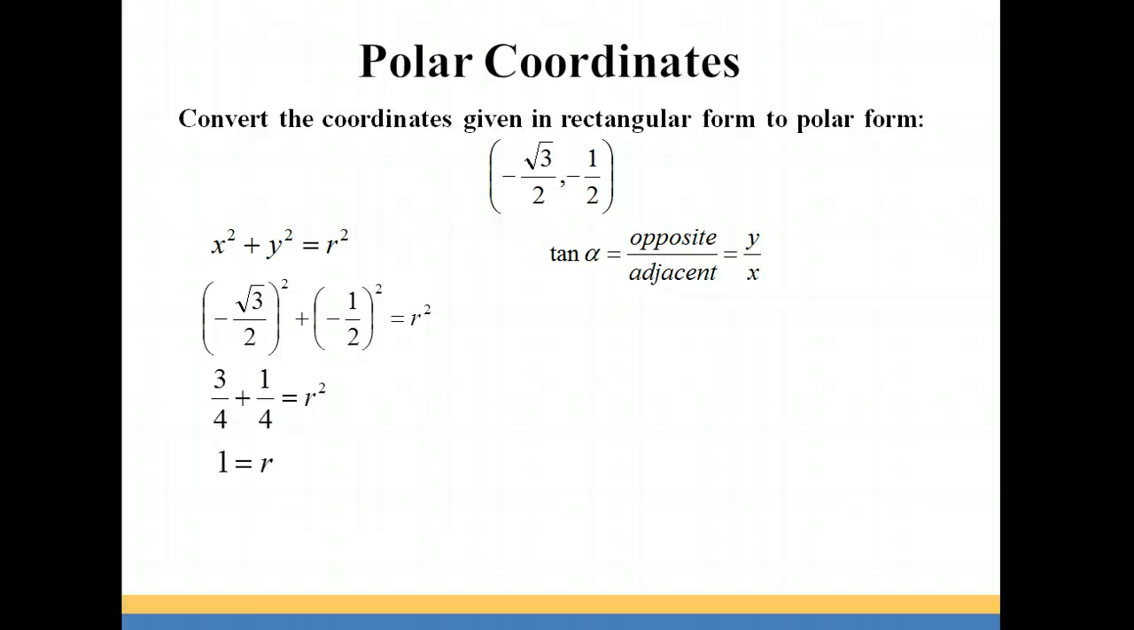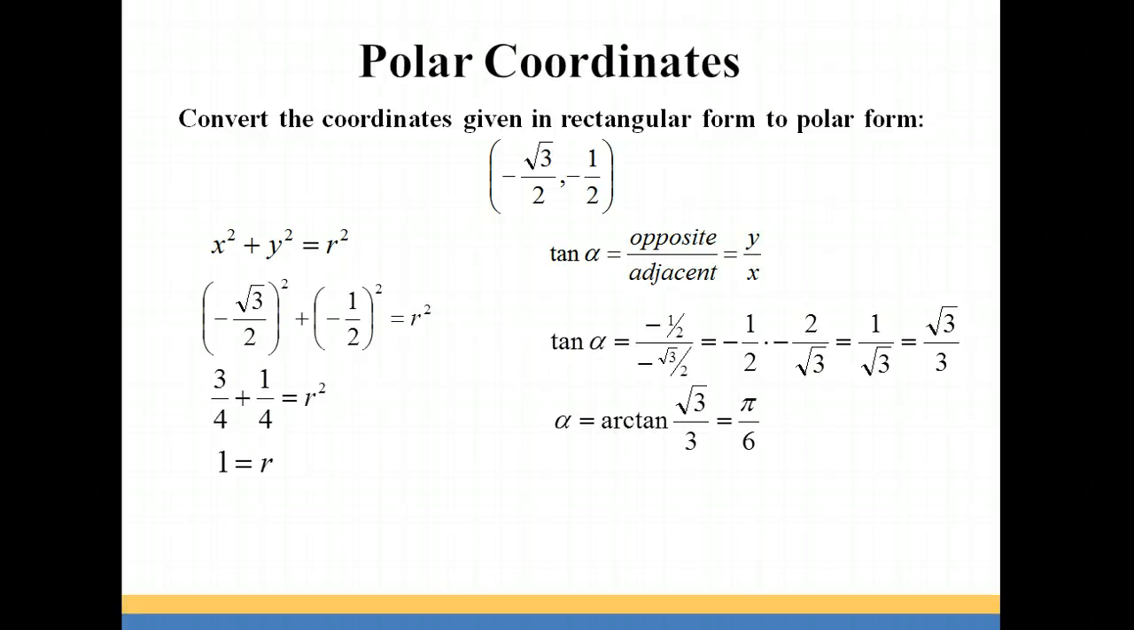Okay, so now we want to find out what angle measure that is. So you can do the inverse tan of y over x. So our y value is negative 1/2 and our x value is negative square root of 3 over 2. And we're just going to multiply by the reciprocal, and then I rationalize. So I got square root of 3 over 3 for the tan. So your arctan is going to give you pi over 6.